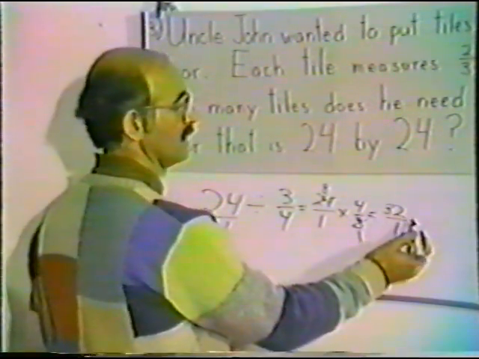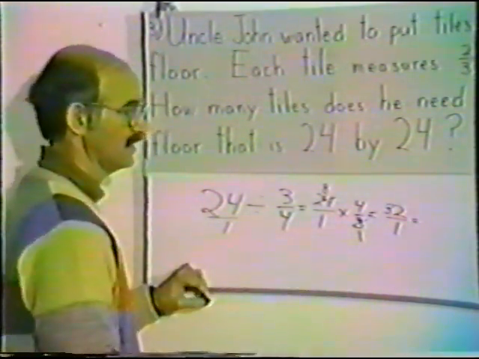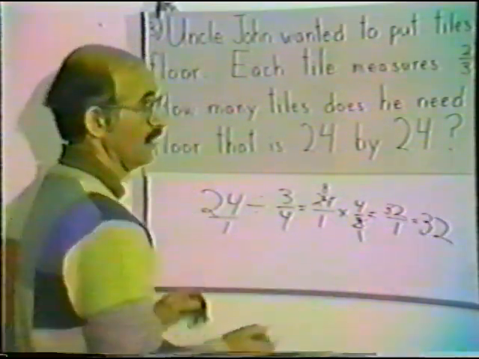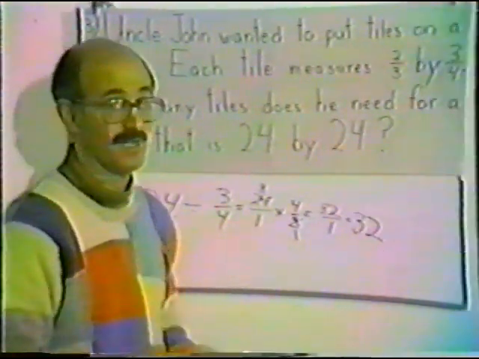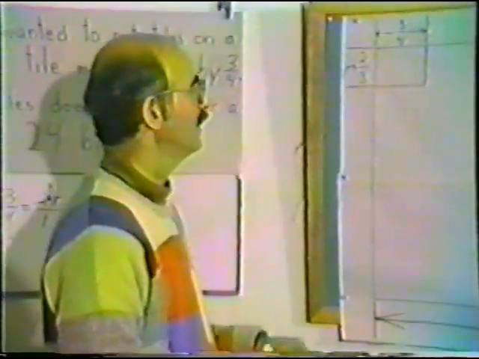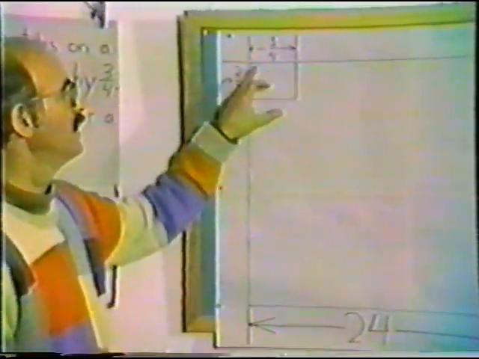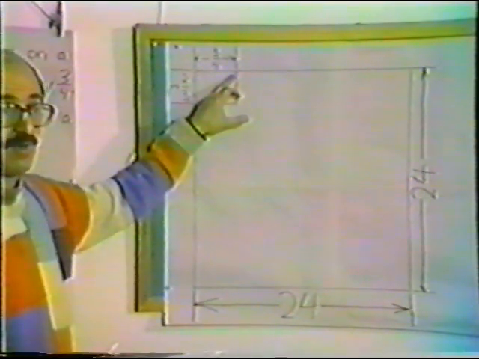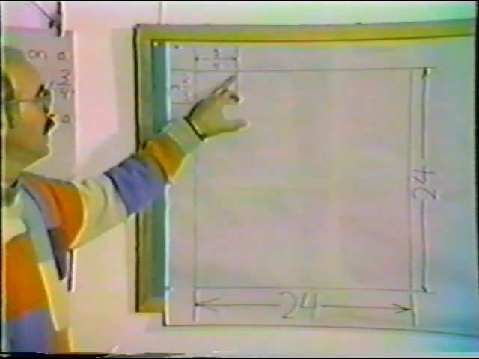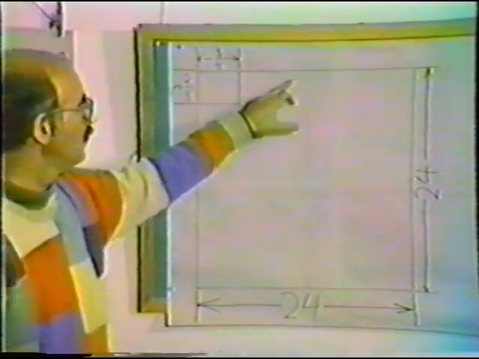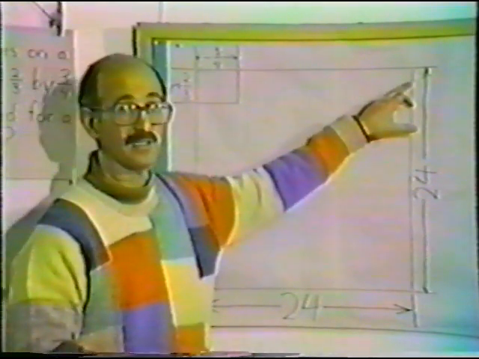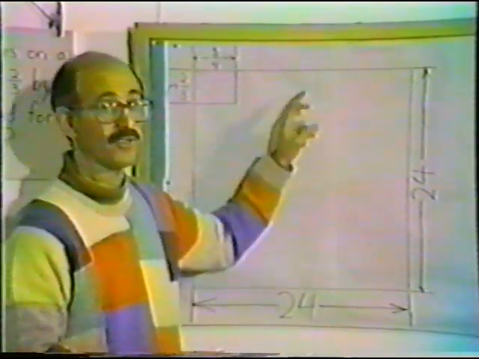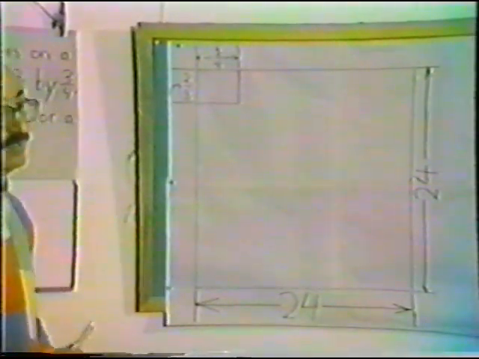32 over 1 is the same thing as 32. So let's look at our diagram again. If I have a tile that is 3/4 long, I could fit 32 of them in this distance that has 24. 32 of those tiles.